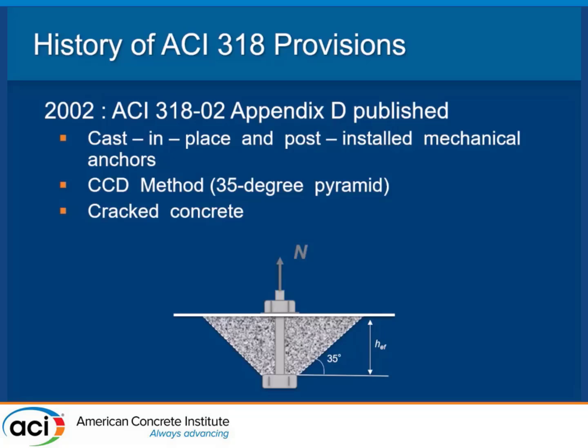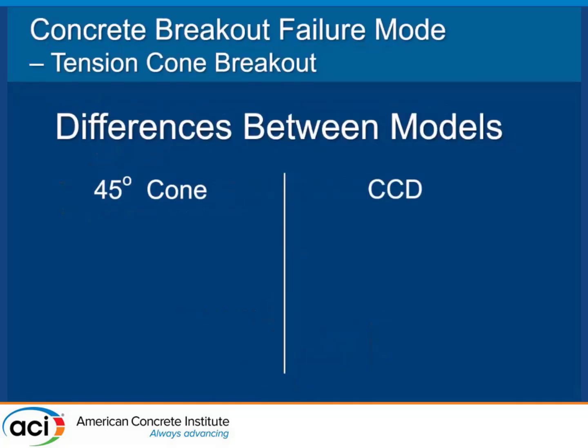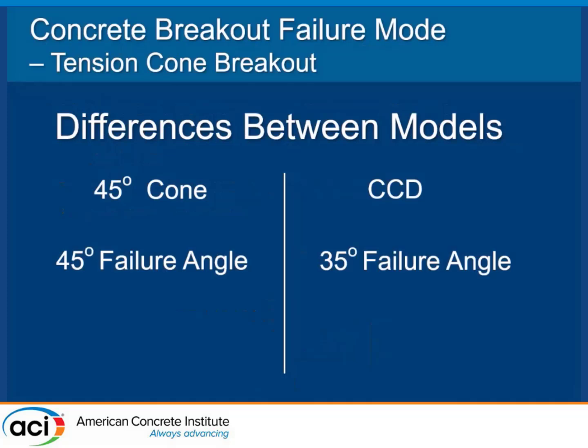So we've switched now to this 35 degrees, and our values are going to be based on cracked concrete until you feel comfortable that it's uncracked, and then you can get greater capacities. But the default is you are putting your anchors in cracked concrete. So 45 degrees, 35 degrees.